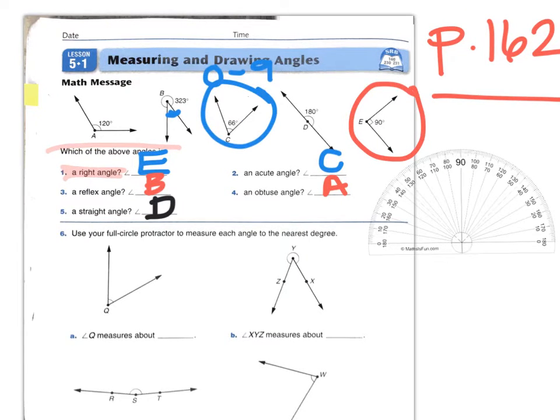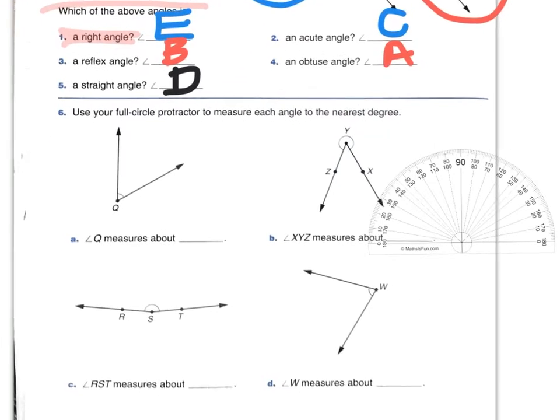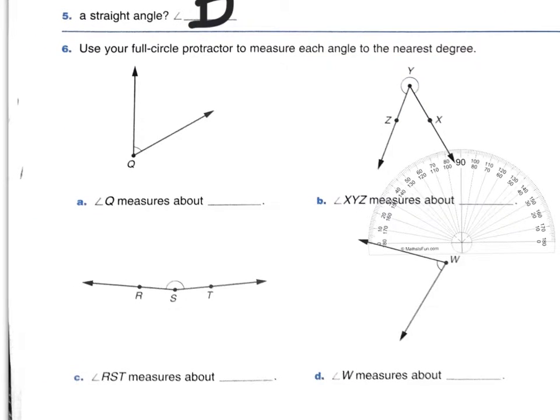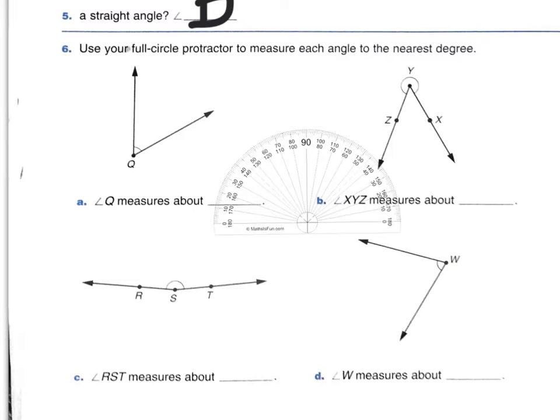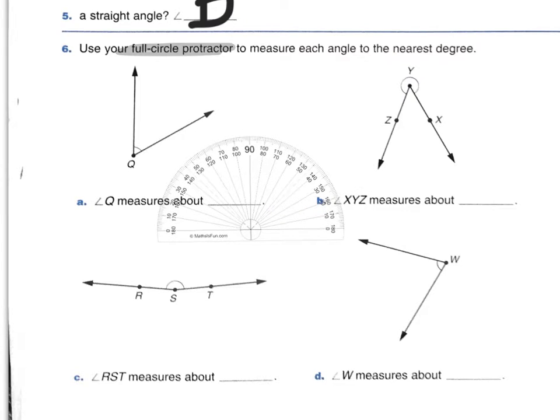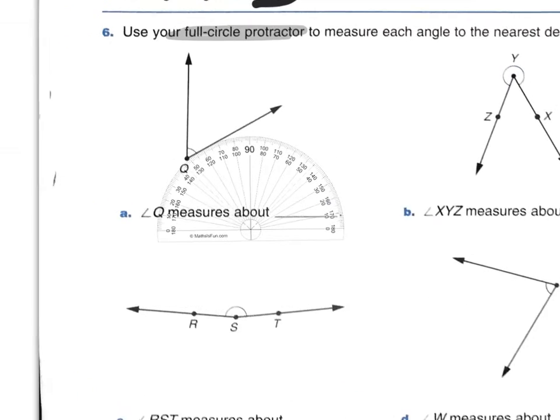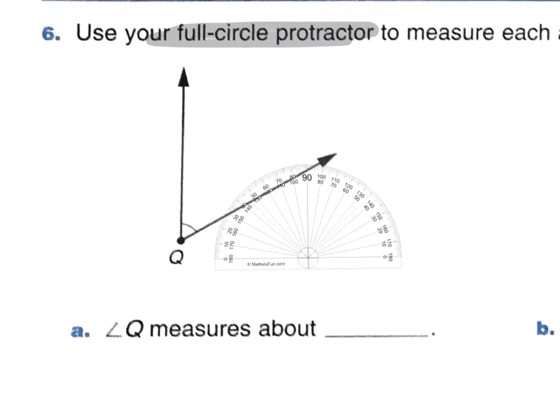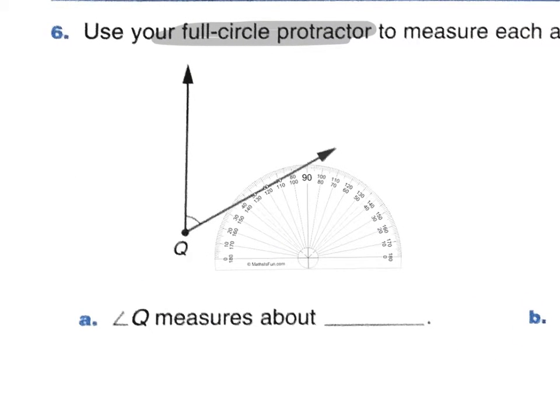All right, continuing on page 162, we're just going to scoot on down the page here, and we need to use our protractor. Now you can see that you have a full circle protractor. I have a half circle protractor right here. It doesn't make a difference right now, but you're going to measure each angle to the nearest degree. So I'm going to zoom in as much as I can, and you should have your protractor out, looking at angle Q right here.